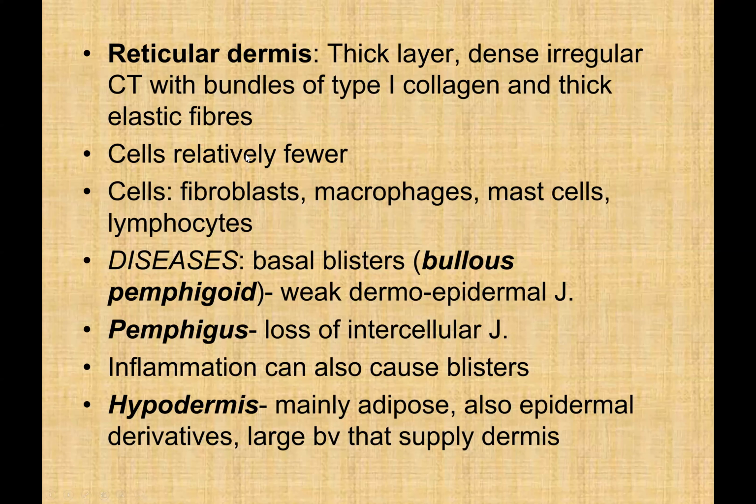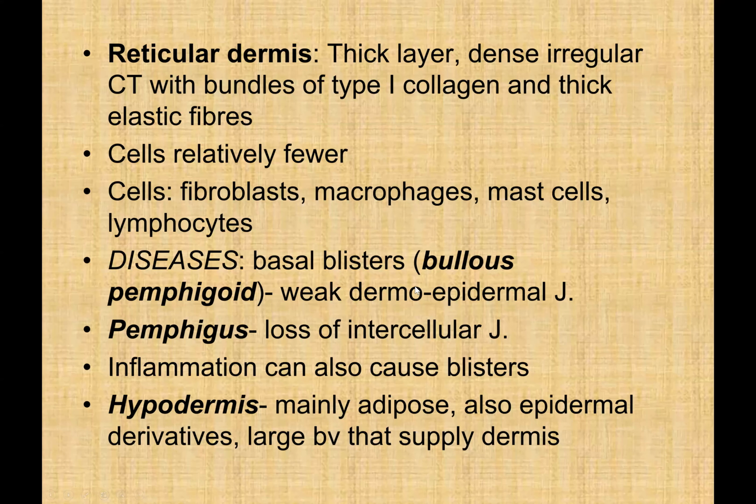We have relatively fewer cells when it comes to the dermis. Most of the cells that we find are fibroblasts, macrophages, and mast cells. Fibroblasts produce the fibers, especially the type 1 collagen and elastic fibers. These mast cells are more directed towards what we call inflammation. Some diseases that are associated with the reticular dermis, we can talk about bullous pemphigoid.